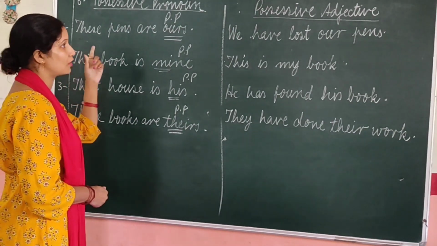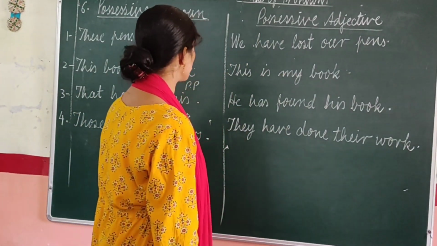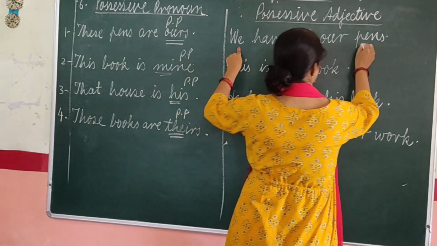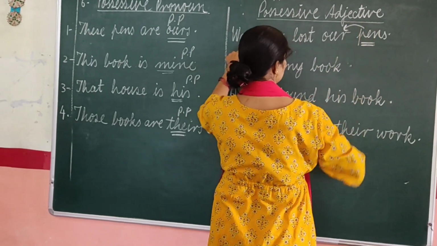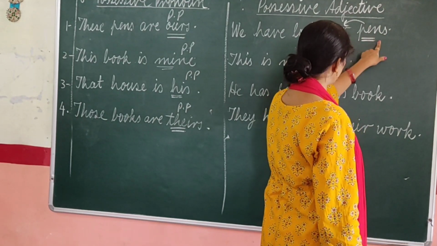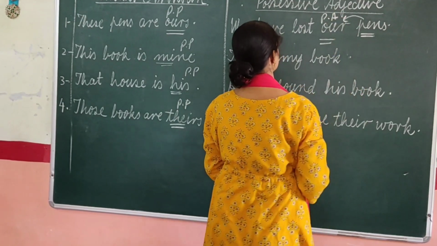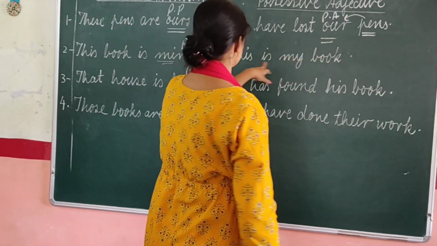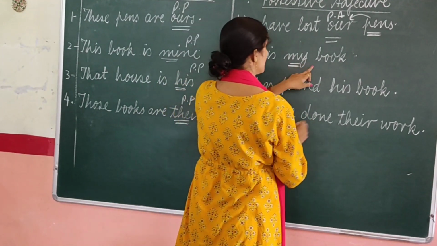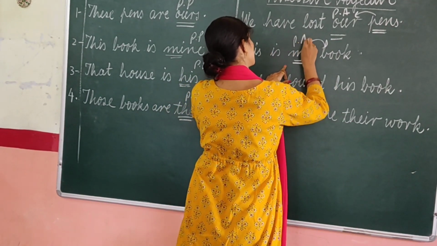Clear, the difference between possessive pronoun and possessive adjective? Here I have written possessive adjective also in sentences. Let's see. We have lost our pens. Here you can see we are talking about pens and this belongs to us. Here our is a possessive word and this is followed by noun. So here it becomes possessive adjective. Clear? This is my book. Here also my is a possessive word and just after it a noun is written. So this is possessive adjective.